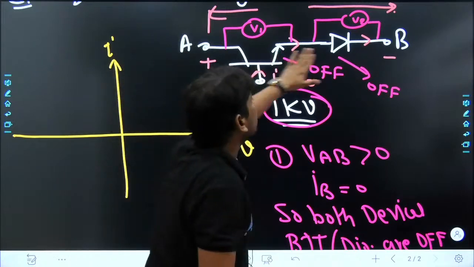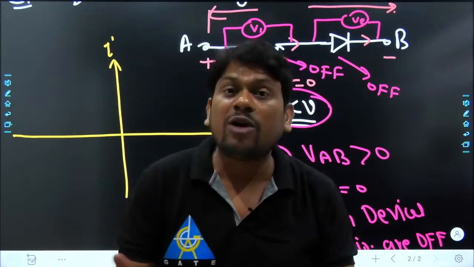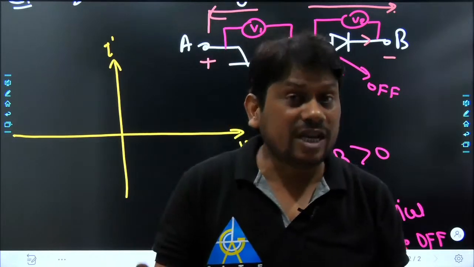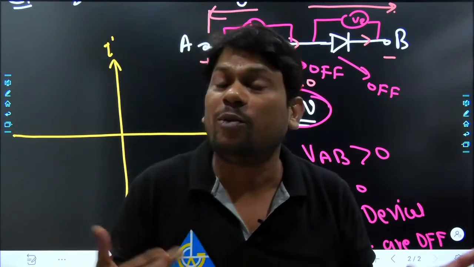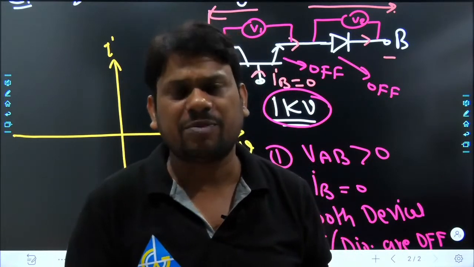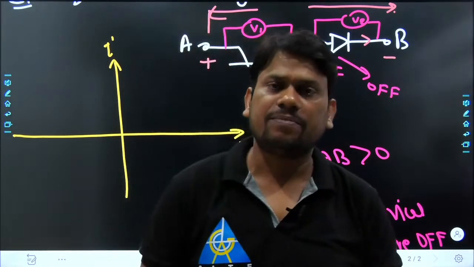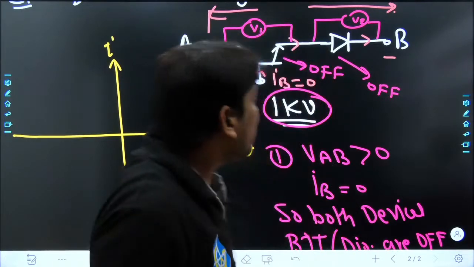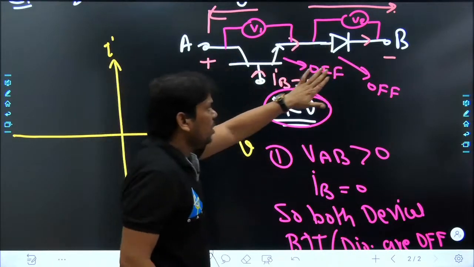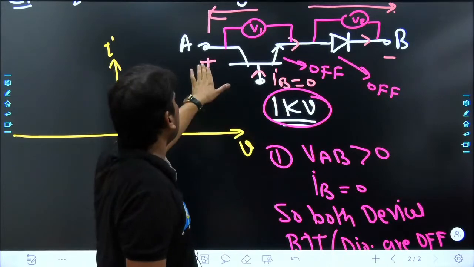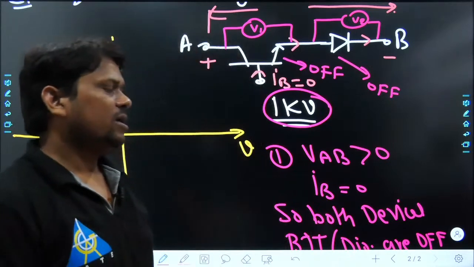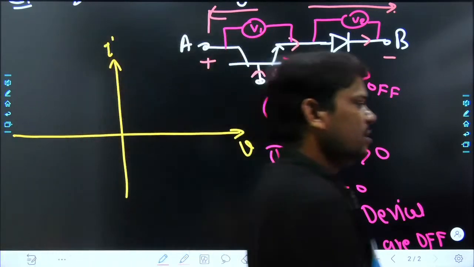If both devices are off, that means the diode and BJT will work as an open circuit, and the reverse biased junction is going to block your voltage. Obviously, a reverse biased junction will work as an insulator. So at this moment think properly: what will be the reading of V1 and V2 if we apply 1 kV voltage between terminals A and B? Think over it and tell me.